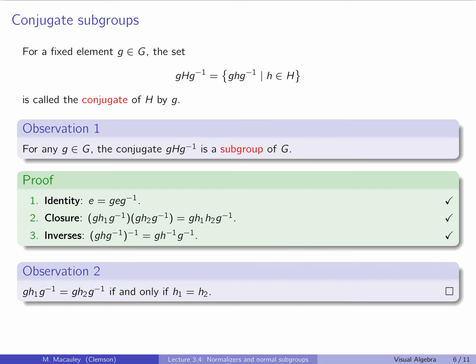Observation 2. GH1 G inverse is equal to GH2 G inverse if and only if H1 and H2 are the same. I'm not even calling this a theorem or proposition. This is just an observation, because we can multiply on the left by G inverse and multiply on the right by G, and we get that H1 is equal to H2. Later, we'll prove that every conjugate of a subgroup H is isomorphic to H. We just don't know how to do that yet because we haven't discussed homomorphisms.